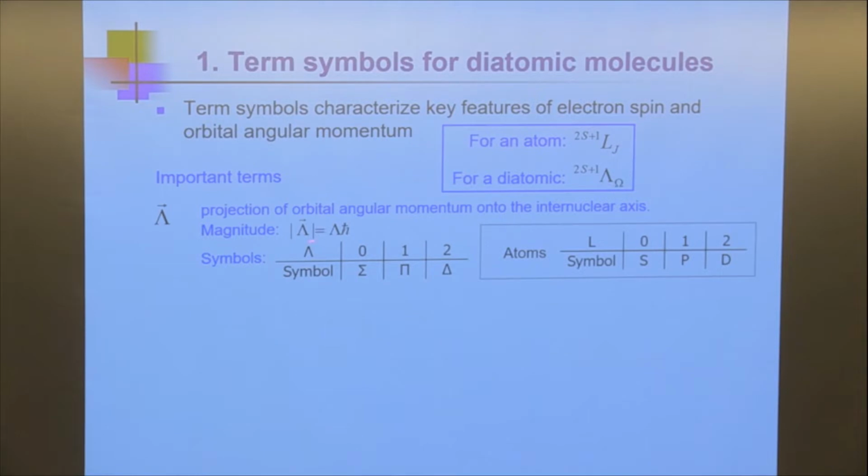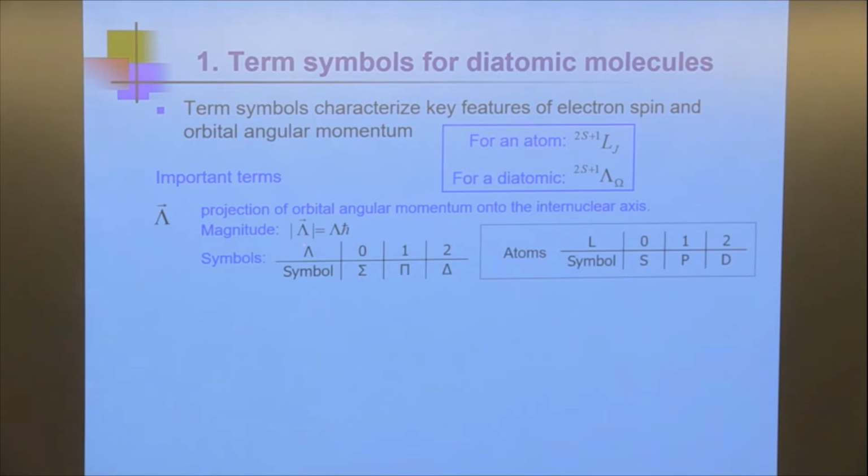So there's a symbolism. Now lambda corresponds to the angular momentum. But because it's now a molecule, there's a preferred coordinate. We're talking about diatomic molecules, so there's a unique axis between the two nuclei. It turns out that the only thing that really counts is the component of the angular momentum along that internuclear axis.